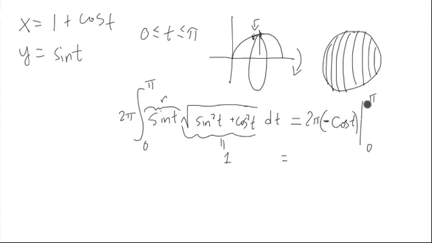plug in pi, you get negative 1, so positive 1 times 2 pi. Plug in 0, you get negative 1, but we're subtracting that, so we actually have plus another 2 pi, so we end up getting 4 pi. And notice that 4 pi matches the surface area formula for a sphere, which is 4 pi r squared. But notice that our radius is actually 1, based off of it being from a shift of the unit circle.